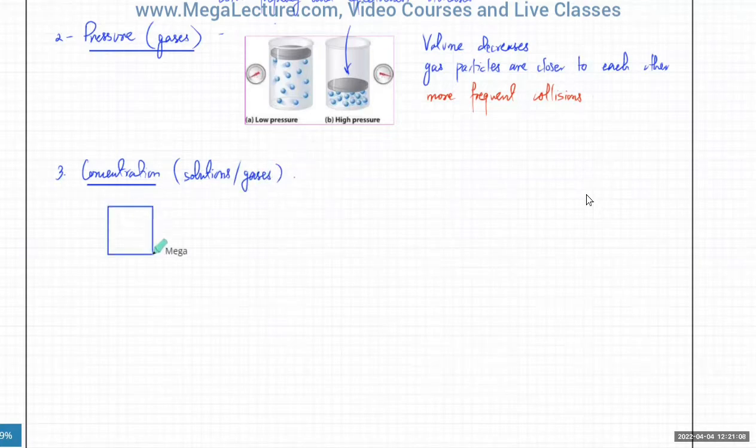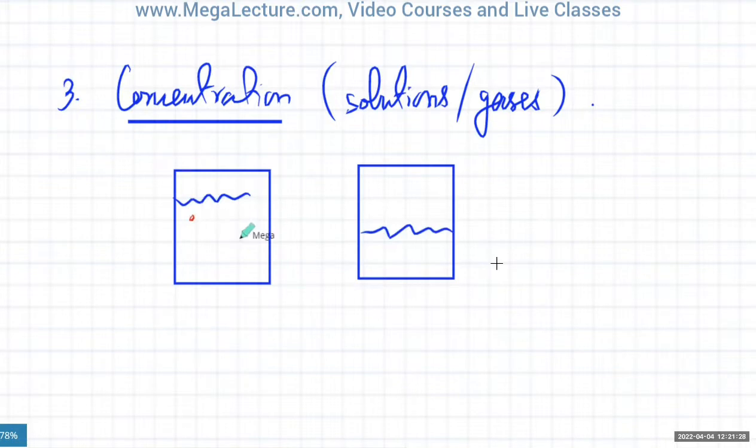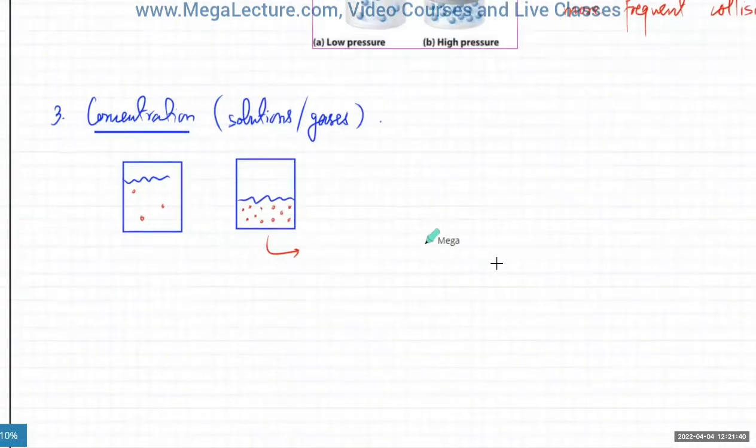So if I have two containers, and over here I just have three particles, over here I've got lots and lots of particles. So obviously this one is going to have a faster reaction. Why? Because there are more particles. Higher concentration means more particles per unit volume.